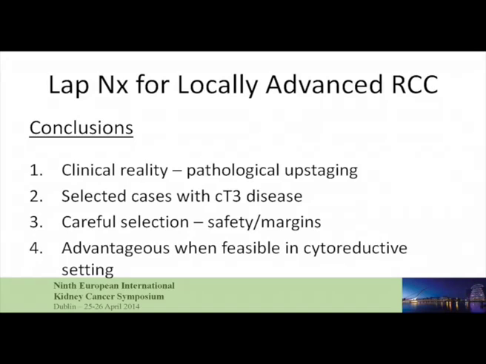So in conclusion, if we're looking at the topic of the talk, locally advanced renal cell carcinoma, I think it is a clinical reality, and this does relate to the pathological upstaging of tumours that were initially identified radiologically as clinically T1 and T2. It is applicable in selected cases with clinical T3 disease, but again, this is dependent upon careful case selection with considerations of patient safety and also the surgical margins which one can realistically achieve, and this is obviously an individual surgeon decision.